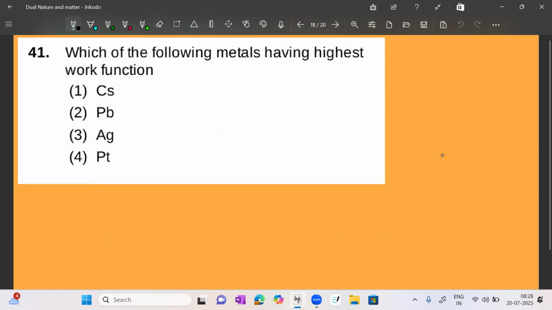That's 41. Which is having the maximum work function? Platinum. So its work function is 5.65 electron volt. Cesium is less.